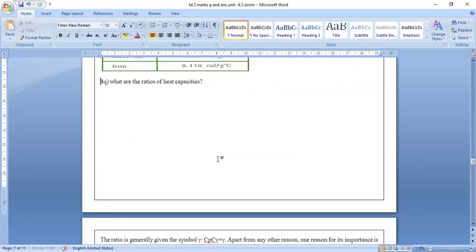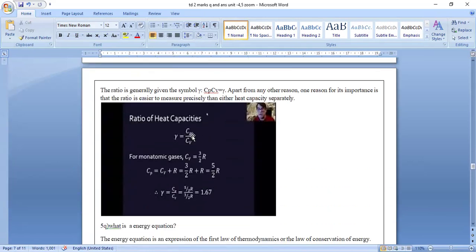If I'm taking the next question, what are the ratios of heat capacities? Generally, the ratio is given by the symbol gamma. So gamma is the ratio of specific heats, Cp by Cv, the constant pressure heat capacity over the constant volume heat capacity. Apart from any other reason, one reason for its importance is that the ratio is easier to measure precisely than either heat capacity separately. So ratios are very important.